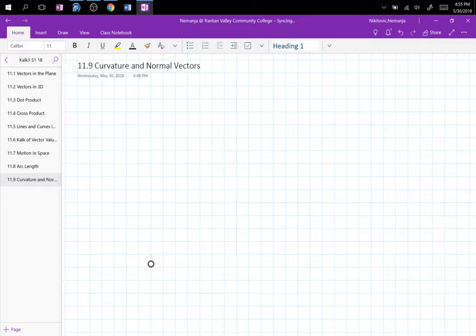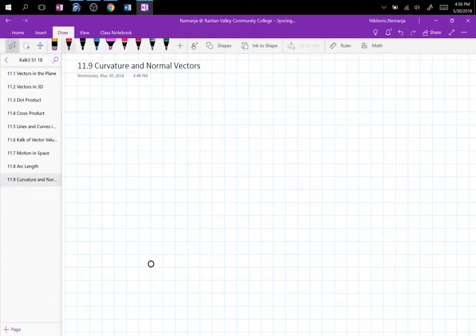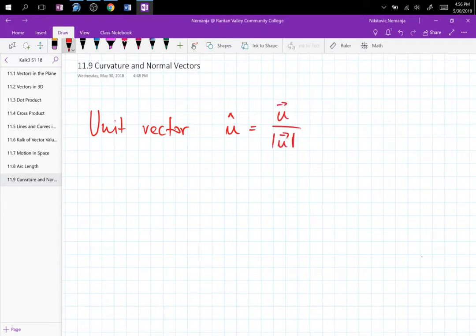So we start by remembering the idea that we are going to use a lot in this lecture, and that is the idea of the unit vector. So we have to review that first. Unit vector, with notation u with a hat, is vector u divided by the magnitude of vector u. We said that the unit vector has the same direction as the original vector, and its length is 1.